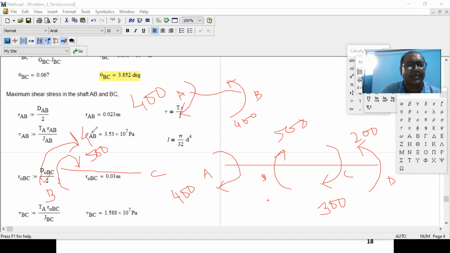How much total is coming on this side? This 500 clockwise, 400 clockwise. That means 900, right? So this 900 has to be anti-clockwise. Then you can say the torque BC equals 900, torque AB equals 400. Then you figure out the shear stress.